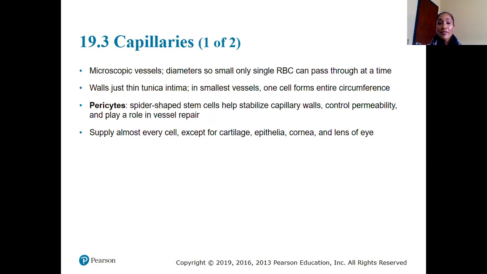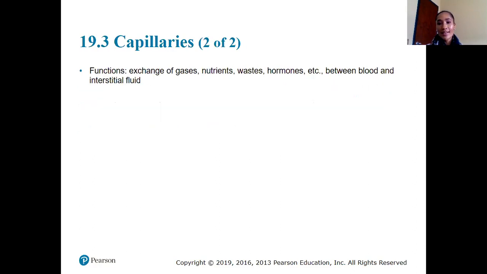They supply almost every cell except for cartilage, epithelia, cornea, and the lens of the eye. So basically, our capillaries are going to supply essentially every cell in our body with blood, except for those areas that do not have blood vessels, which will include cartilage, epithelia, cornea, and the lens of our eyes.